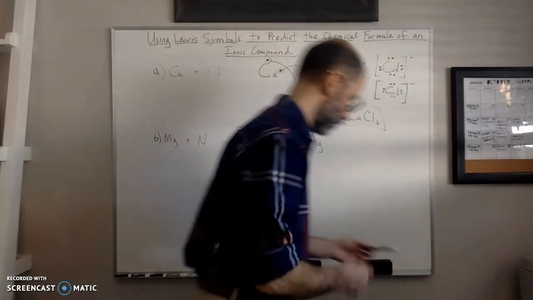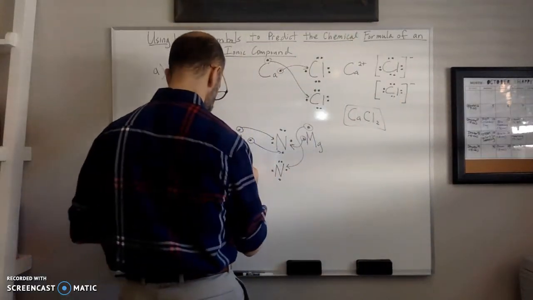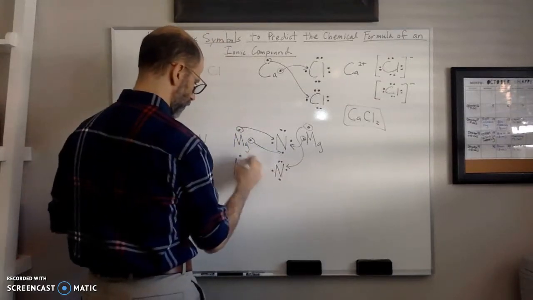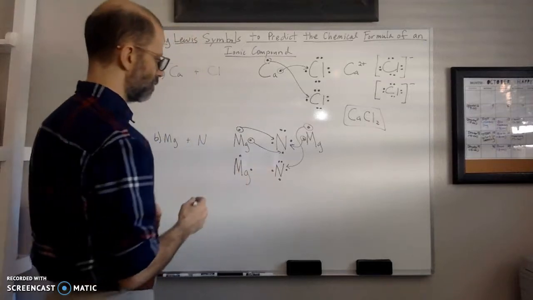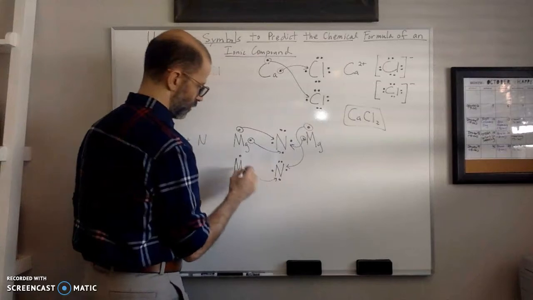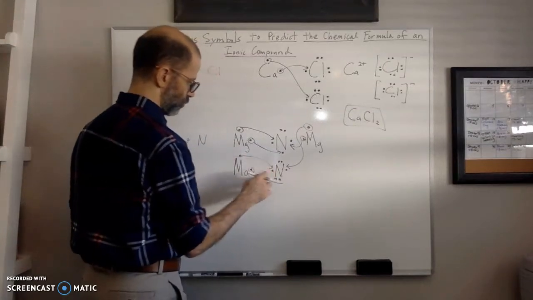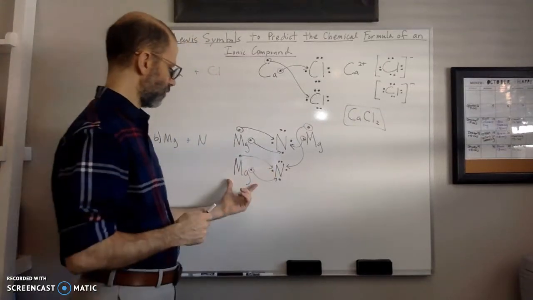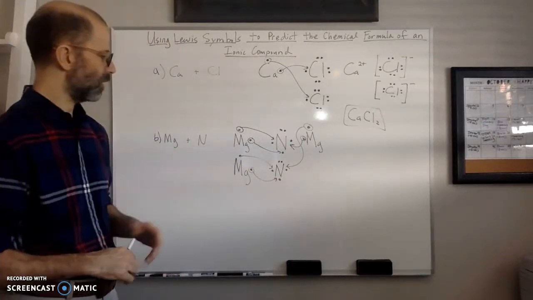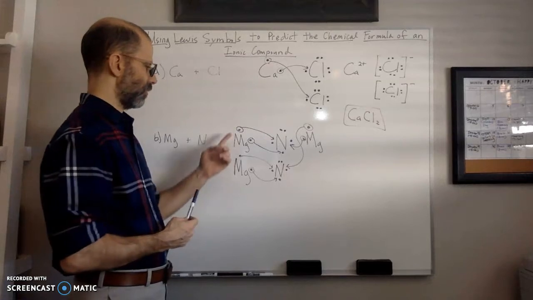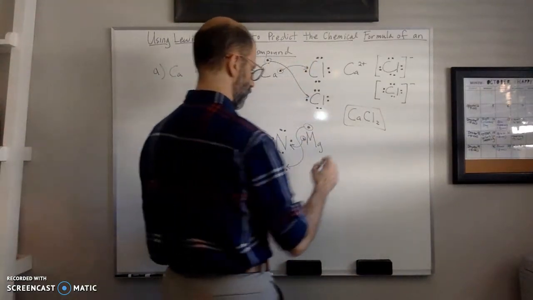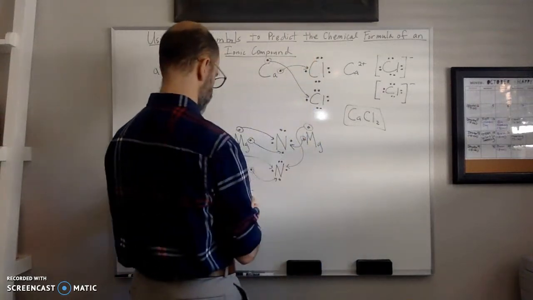Let me get another. So we got another magnesium with 2 valence electrons. So again, these 2 valence electrons are going to be transferred, pair up with those 2 electrons. And now magnesium is happy, nitrogen is happy. So all of these are happy with their octet. So now all we need to do is count up the atoms. So here we have 2 nitrogen, and we have 3 magnesium.